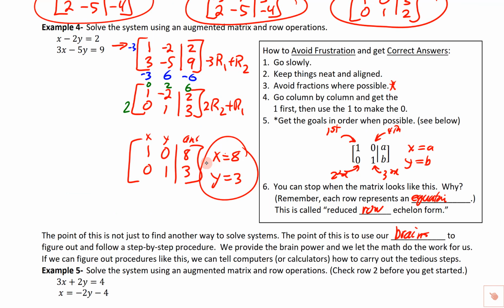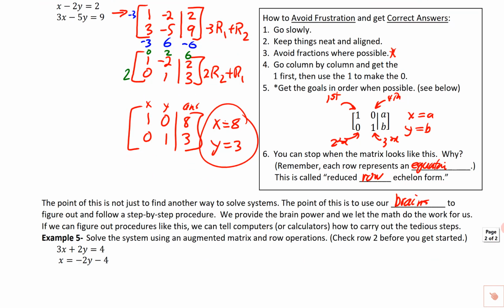We were literally just multiplying by negative 3 and then adding those numbers to some other numbers, multiplying by 2 and adding those numbers to some other number, and lo and behold, we go from this system of equations that's about the point where the lines cross, and we get this funky-looking augmented matrix that just says, oh, x is 8 and y is 3.